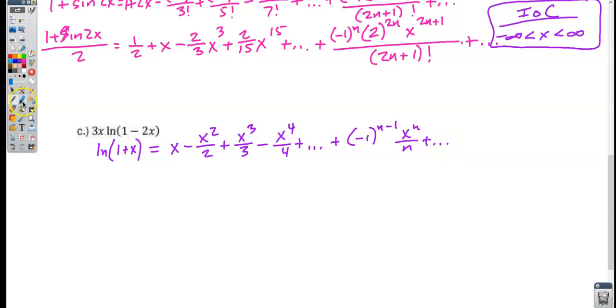Now, we're going to break this down. We're first going to find the series for natural log of the quantity 1 minus 2x, and then once we've found that, we're going to incorporate the 3x by just multiplying that series by 3x. So here we go. The natural log of 1 minus 2x, all we're doing is we're replacing the plus x with a minus 2x. So everywhere where there is an x, we're going to replace it with a negative 2x. So we'll make that substitution straight through.